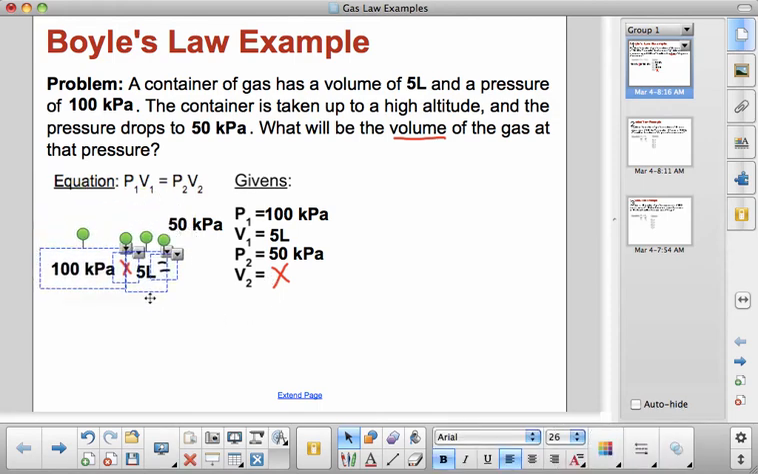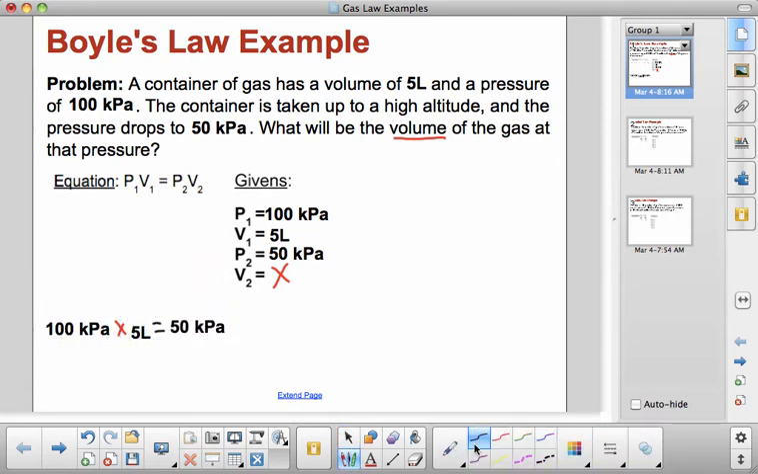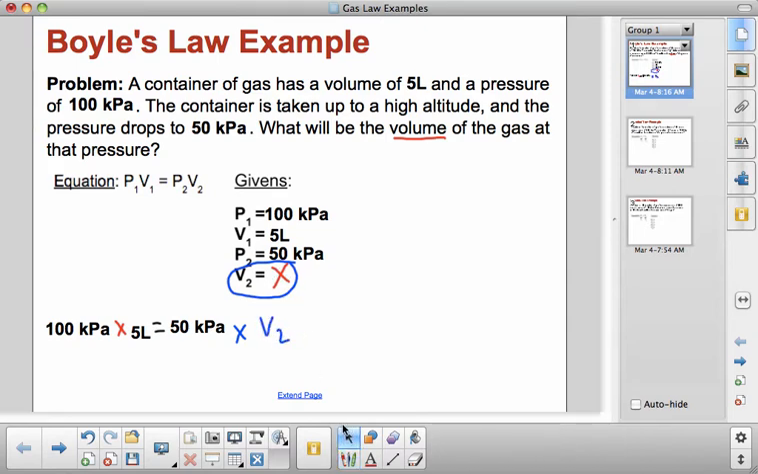I'm just going to slide this down here so we can get it all on one line. We need to multiply this by the V2. This is the variable that we're trying to actually solve for. So that's how we plug the numbers into our equation. Once we have the numbers plugged in, it's just doing some math to solve for V2.